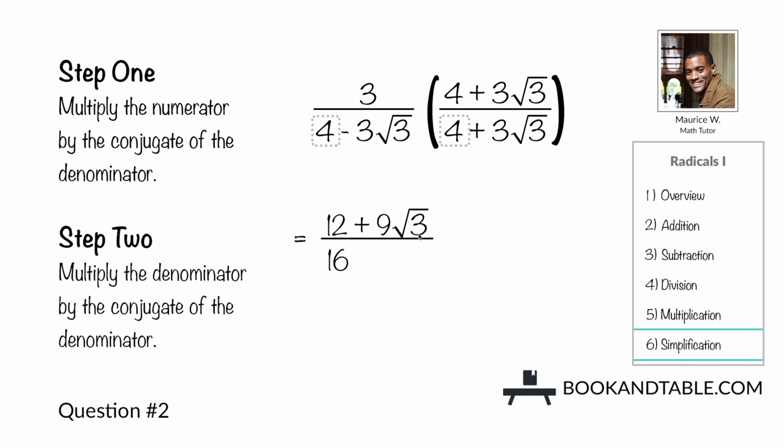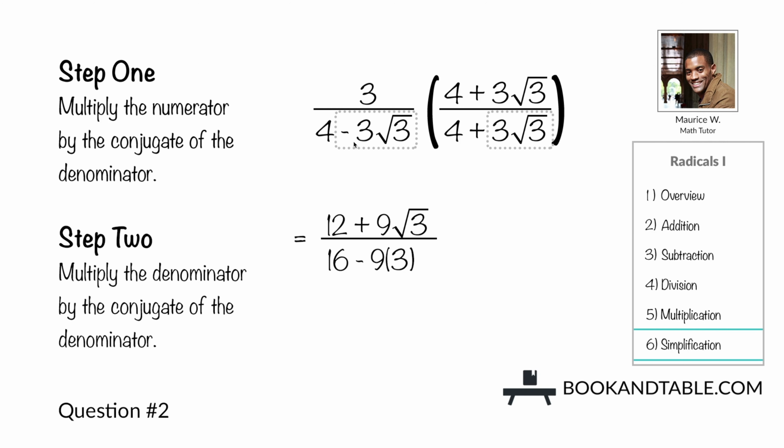And now step 2, multiply the denominator by the conjugate of the denominator. When we do so, we get 4 times 4, which is 16. 4 times positive 3 is positive 12, radical 3. Negative 3 times 4 gives you negative 12, radical 3. Positive 12 radical 3 and negative 12 radical 3 negate each other, so we can remove them.